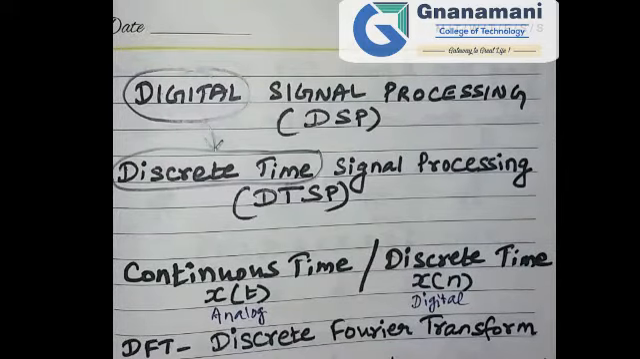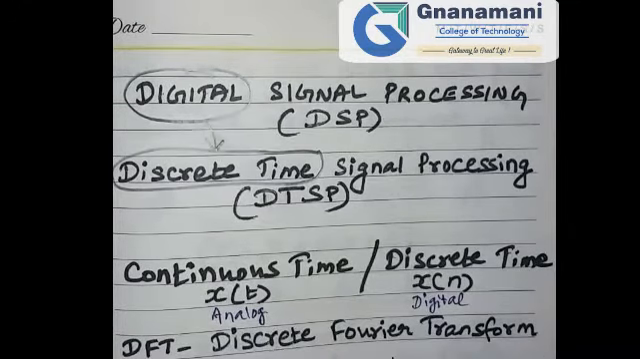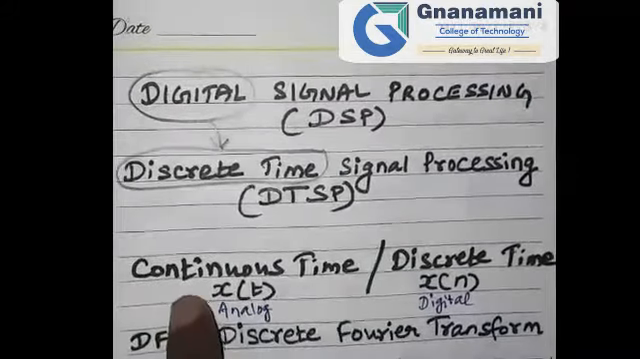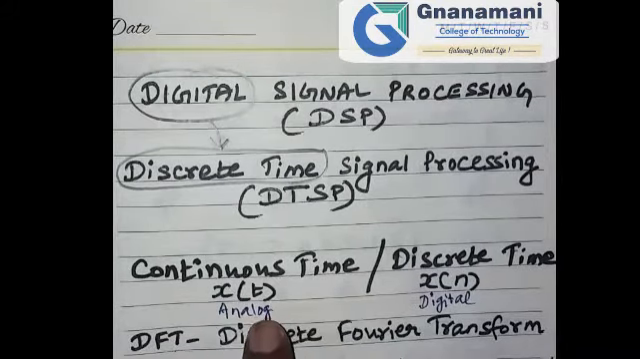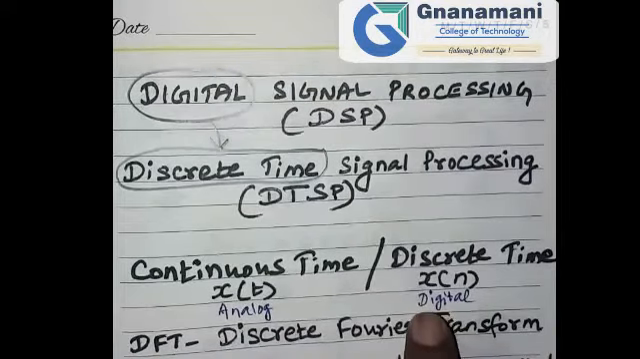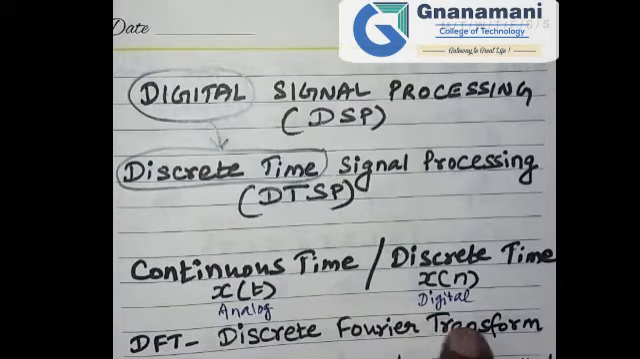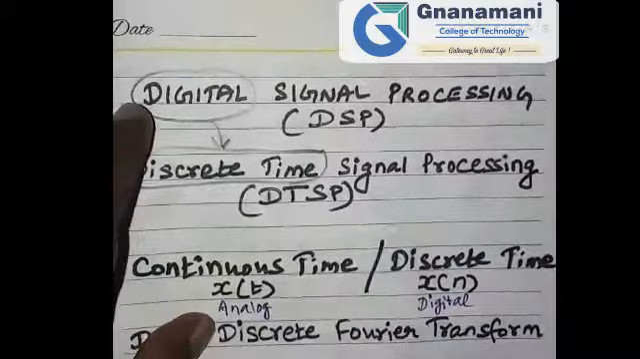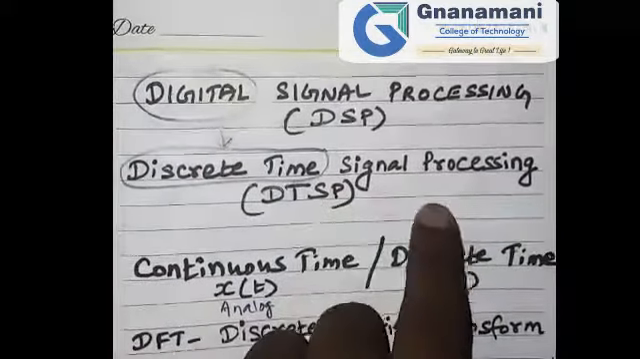Hi students, today we are going to see one of the most important topics in the subject of DSP, digital signal processing. But in the current semester, as far as your regulation 2017 is concerned, the subject is called discrete time signal processing. There is not much difference between the name change in the syllabus. Digital is also known as discrete time. Continuous time is notated as x of t, which is your analog signal, and discrete time is represented by x of n, which is your digital signal. That's why they have renamed digital signal processing as discrete time signal processing, DTSP.